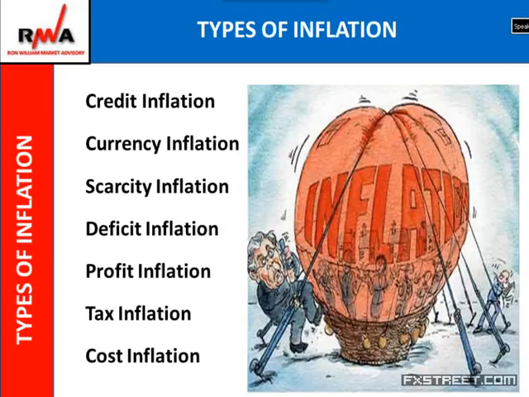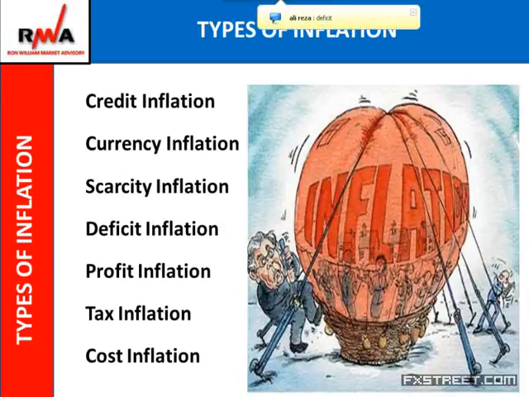Now, types of inflation. This is important. I'm not going to go into each of these situations, but I'm just going to quickly highlight what might be interesting. You have credit inflation, currency inflation, scarcity inflation, deficit inflation, profit inflation, tax inflation, and cost inflation. I'll probably ask each of you, what type of inflation or mixture of inflation problems do you think we have? Keep in mind that some of these different inflation variables are positive and some of them are negative.